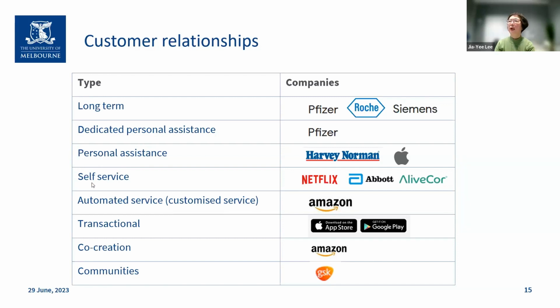You can also go from a sales force, which is very expensive and costly to a company, and companies like Pfizer can afford it, to a personal assistant.